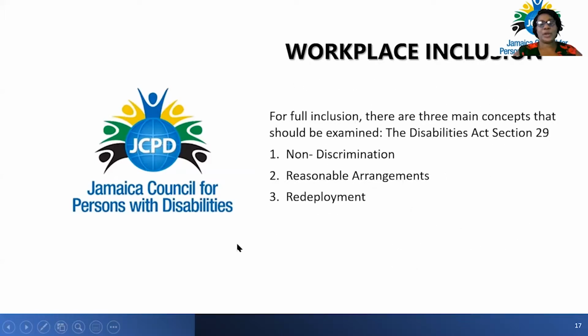In terms of workplace inclusion, to ensure full inclusion, there are 3 main concepts that should be examined in the Disabilities Act. That's 1, non-discrimination, 2, reasonable arrangements, and 3, redeployment.